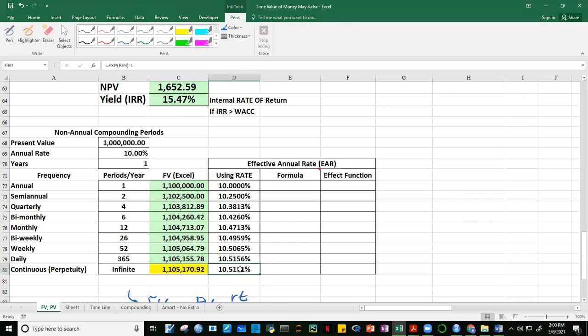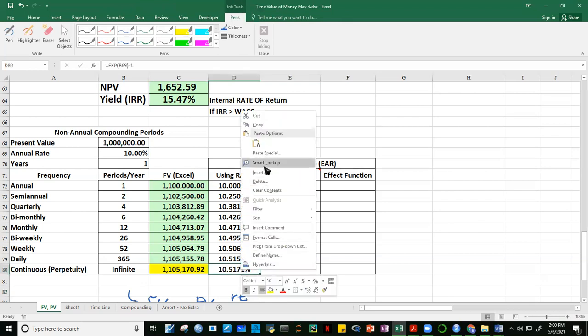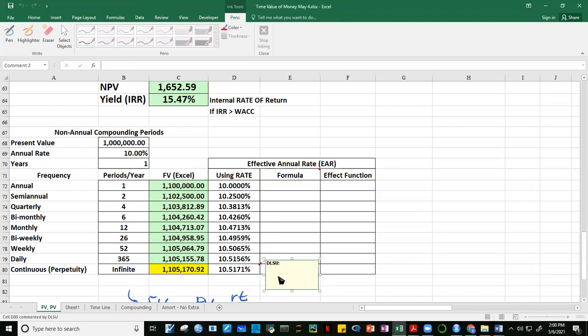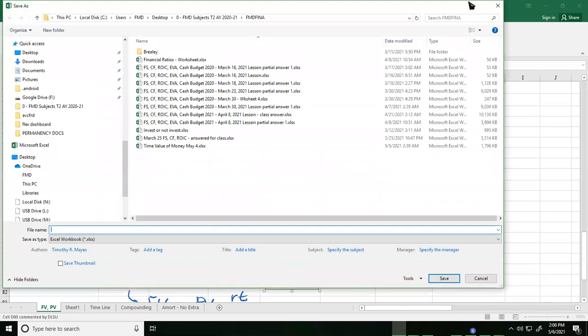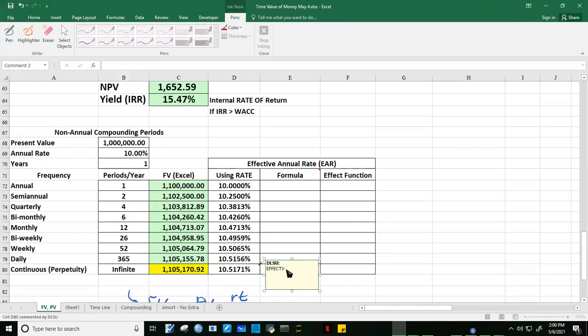Okay, so lagyan na natin yung comment dito. Comment. Insert comment. So, effective rate for continuous compounding is equal to E.